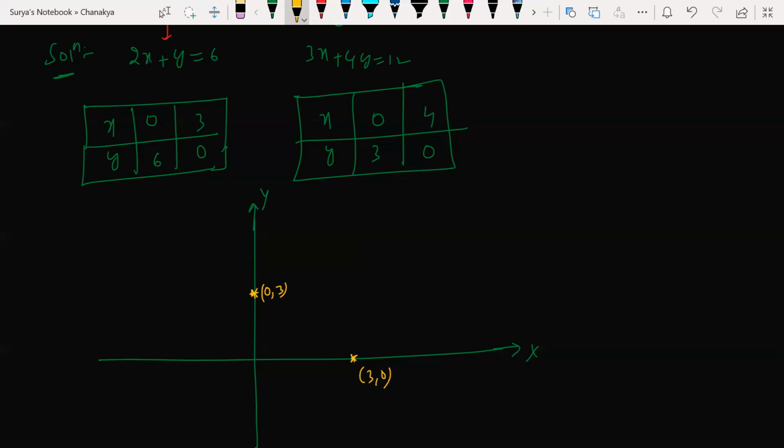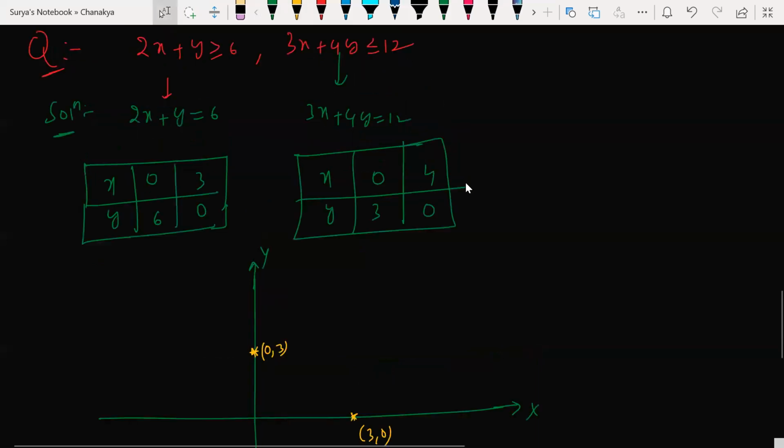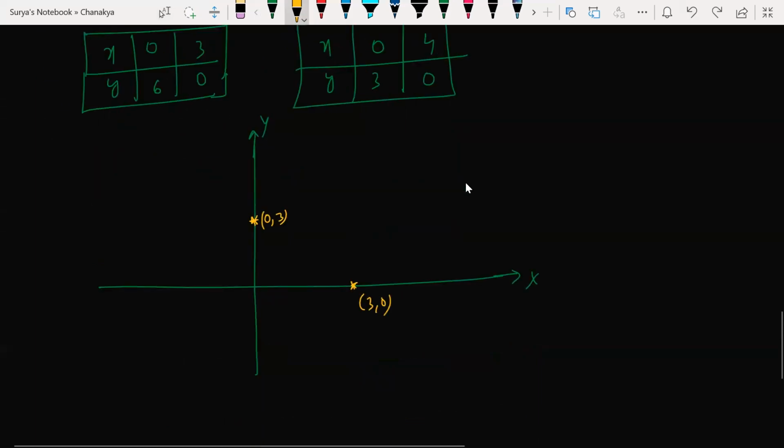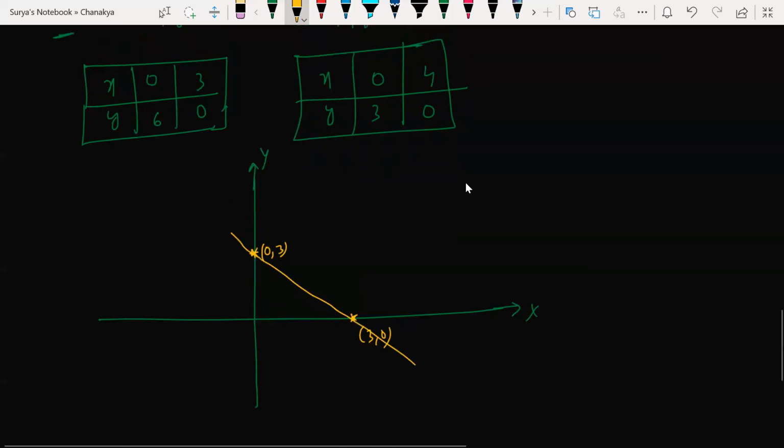Join these two. Dotted line or thick line, guys? I need to draw a thick line. Why? Because we have greater than or equal to. If you have less than or greater than alone, I should draw a dotted line. Fine. This is how I can draw the line. Next, this is the graph of this box, and let's make a graph of the other box now.